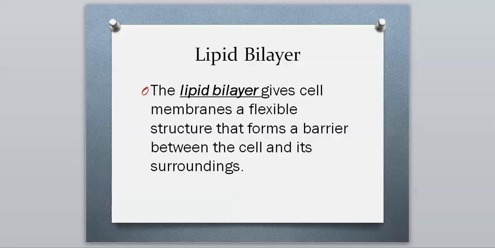And the cell membrane is composed of what's called a lipid bilayer. Lipid, we said, was fat, and bi just means two, and layer is just layer. So it's two layers of fat. The cell membrane is made up of two layers of fat, and it gives a flexible structure that forms a barrier between the cell and its surroundings. So again, that's going back to its function. It may sound confusing, but lipid just means fat components, bi means two, and layer, so it's just two layers of fat.